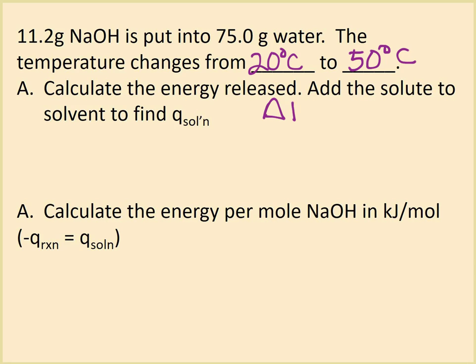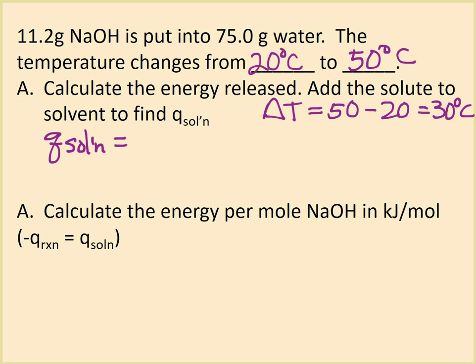So that would mean that my delta T would be 50 minus 20. It's always final minus initial. I would have 30 degrees for my delta T. And so we're going to find our heat that the solution absorbs. So let's write our formula first. So Q equals mc delta T.